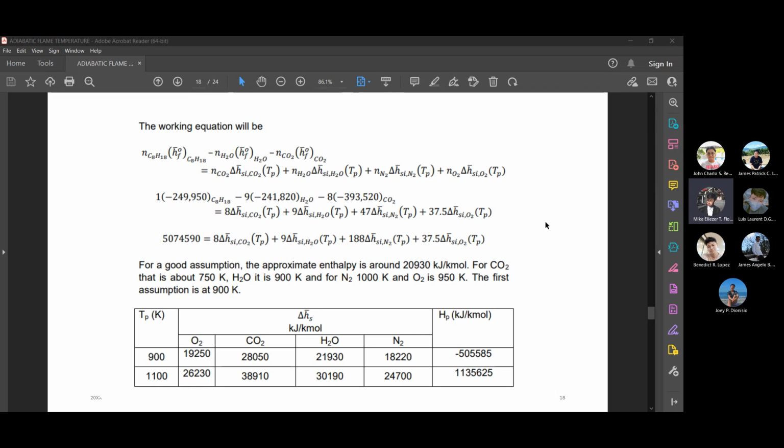Then, for a good assumption, the approximate enthalpy is around 20,930 kilojoule per kilomole. For carbon dioxide, it is about 750 Kelvin. Water is at 900 Kelvin. And nitrogen at 1000 Kelvin. And oxygen is at 950 Kelvin. The first assumption is at 900 Kelvin, as can be seen in the table below, where 900 Kelvin is in the first row. Next slide.